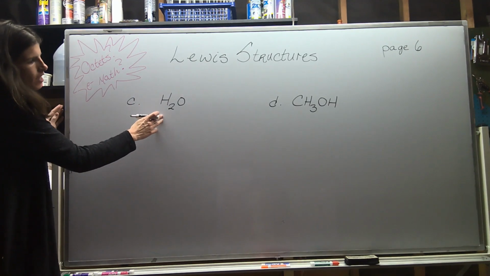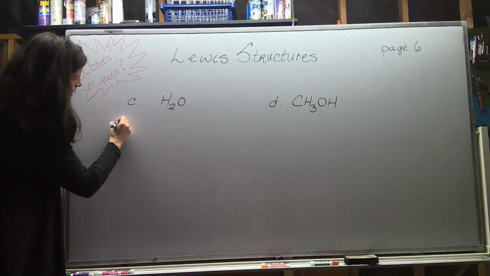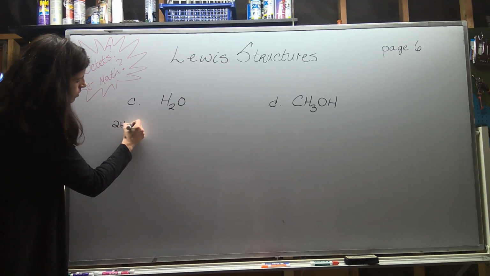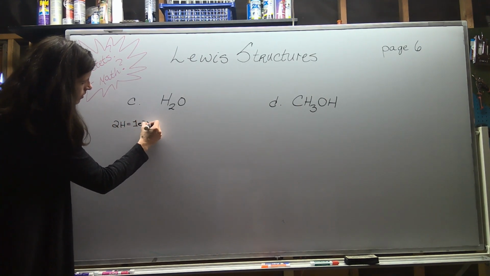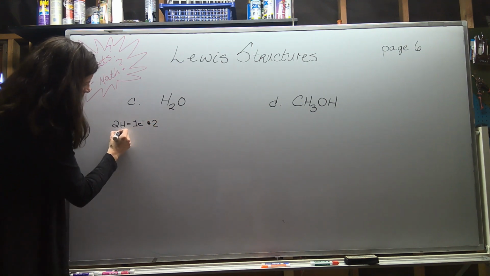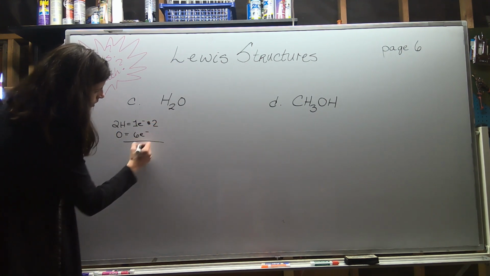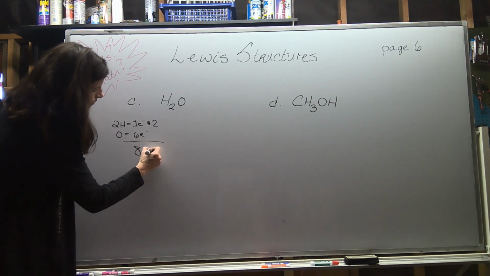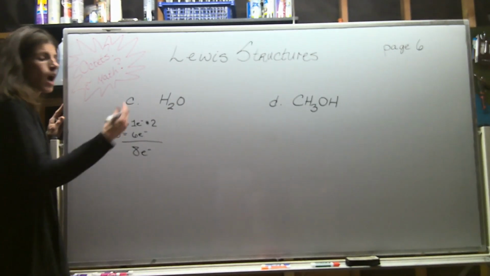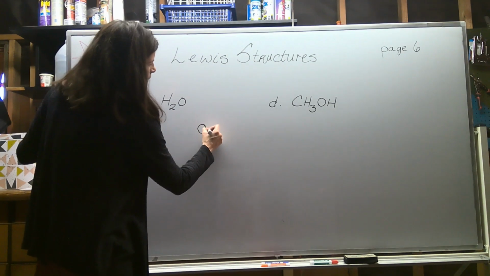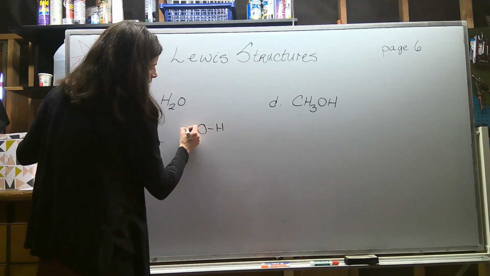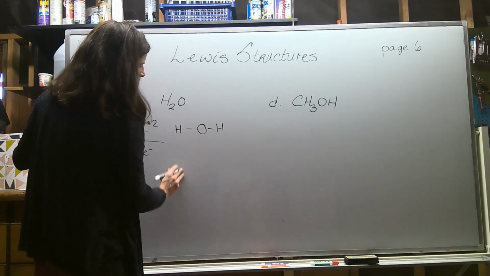Let's draw the Lewis dot structure for water. So we have 2 hydrogens, so 1 electron times 2. We have 1 oxygen, that's in group 6, so it has 6 valence electrons, for a total of 8 valence electrons. Oxygen has to serve as our central atom because hydrogen is never a central atom.